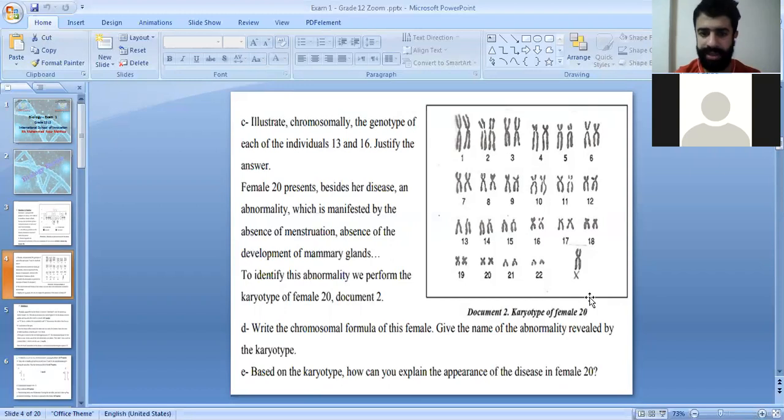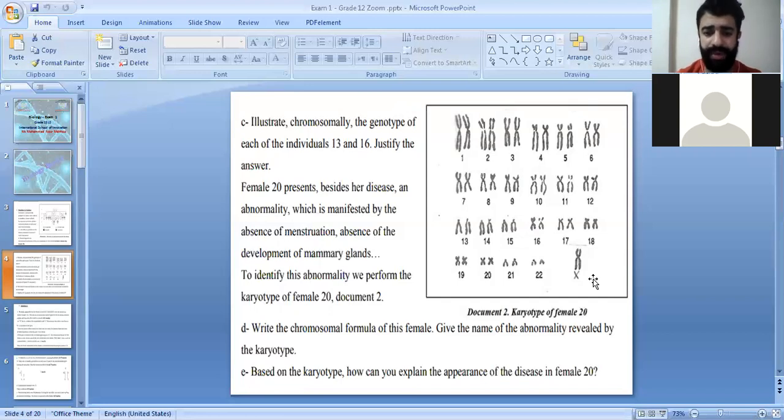The Turner syndrome. So she had the Turner syndrome problem, and it has only 1 X. Now, the chromosomal formula and the abnormality revealed by the karyotype. In the normal case we have 2n equal 46. Here we have 2n minus 1, since we have a missing chromosome. 2n minus 1 equal 45. It's equal to 44, comma, X, 0. The abnormality is called the Turner syndrome.